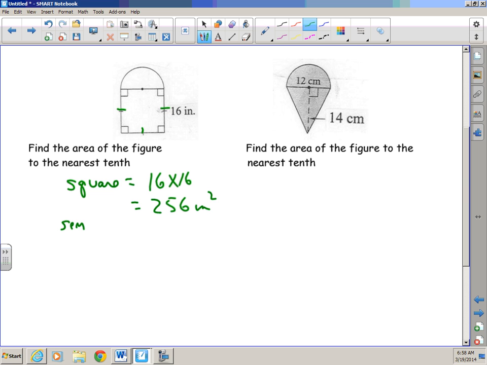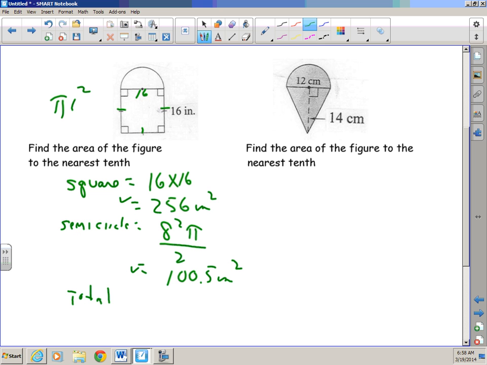Then I have a semicircle. The area of a circle is pi r squared. In this case, 16 is the diameter, which means 8 is the radius. But since it's a semicircle, I have to divide that by 2, and that comes to 100.5 inches squared. And in total, when I add this and this for my total, I get 356.5 inches squared.